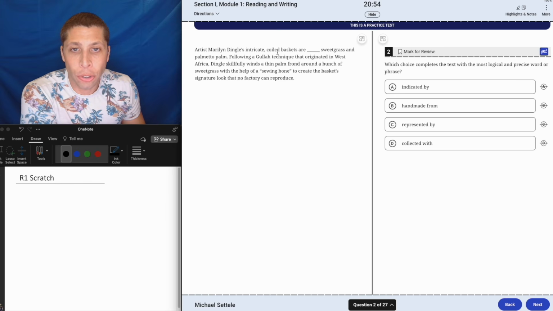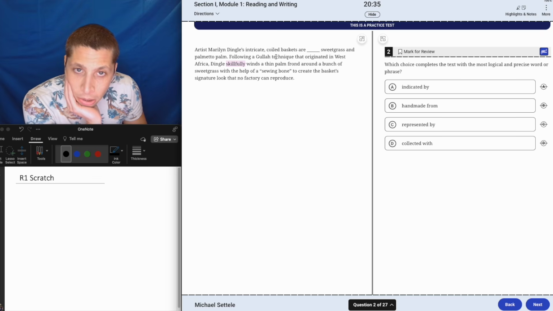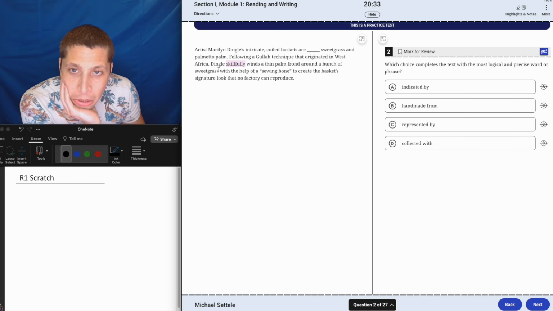Artist Marilyn Dingle's intricate coiled baskets are blank sweetgrass and palmetto palm. Following a Gullah technique that originated in West Africa, Dingle skillfully winds a thin palm frond around a bunch of sweetgrass with the help of a sewing bone to create the basket's signature look that no factory can reproduce. Are blank. Are skillfully made from is something I kind of want to say.